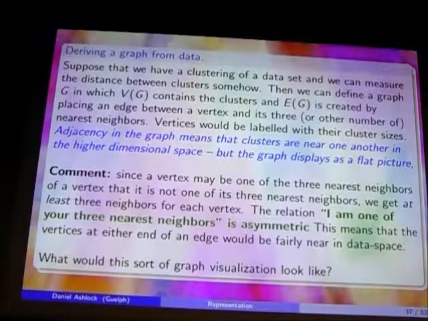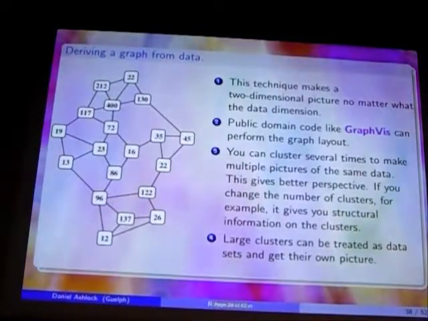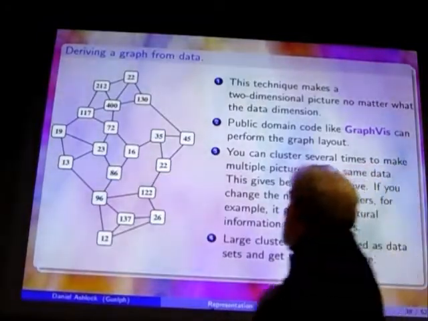Adjacency in the graph means the clusters are near one another in the higher dimensional space, but the graph displays it as a flat picture. So this is a way to get a nice diagram of n-space data in 2 dimensions. Now, since a vertex may be one of the 3 nearest neighbors of a vertex that is not one of its 3 nearest neighbors, the nearest neighbor relation is asymmetric. So some vertices will have more than 3 neighbors when we do this. And so this technique, like I said, makes a 2-dimensional picture no matter what the data dimension.